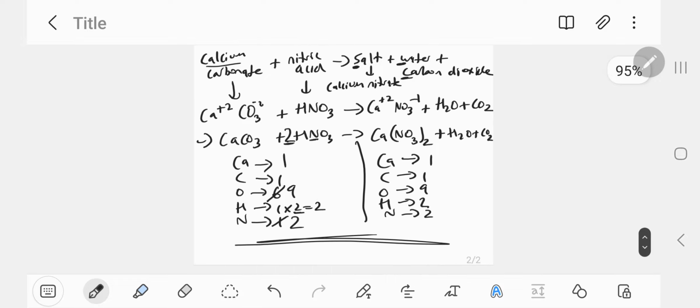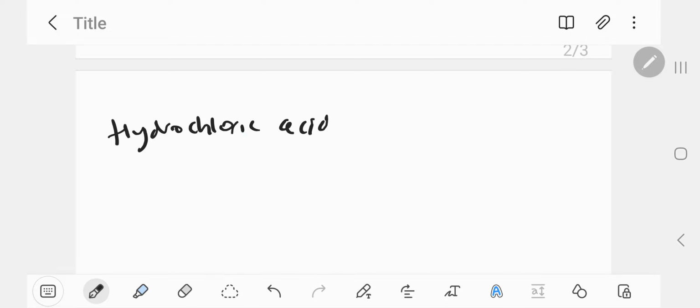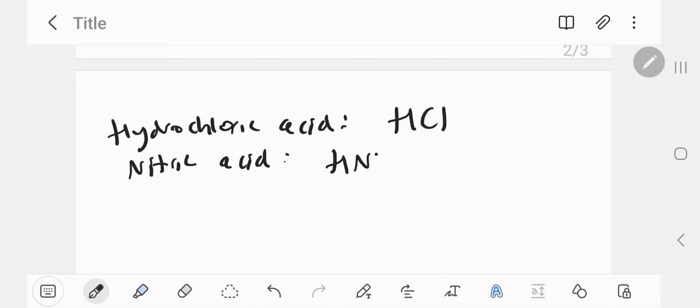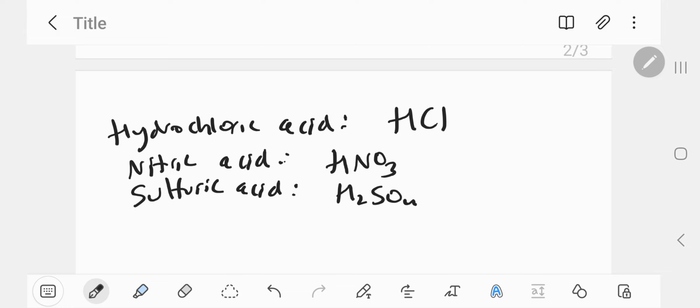Okay, so to summarize, you need to know these common acids by heart. Hydrochloric, HCl, H for hydrogen, Cl for chlorine, nitric acid, HNO3, nitric comes from nitrate, the NO3, sulfuric acid. This is H2SO4, sulfuric comes from sulfate.